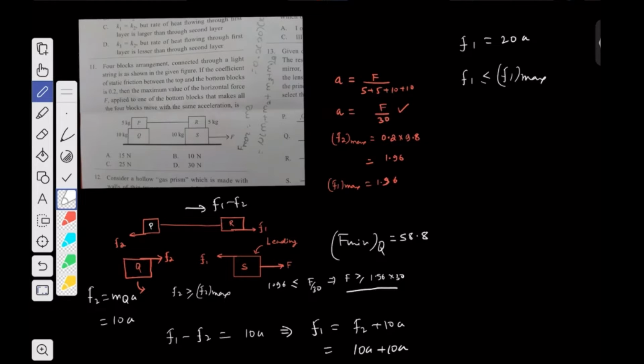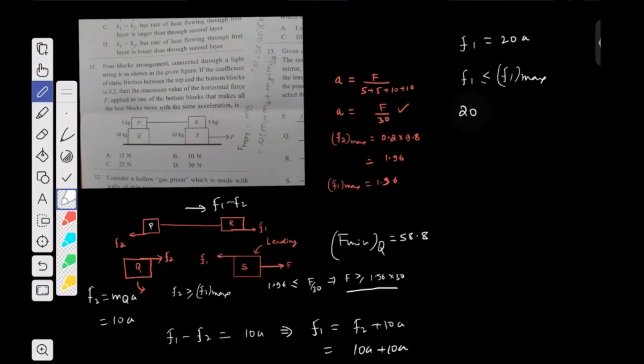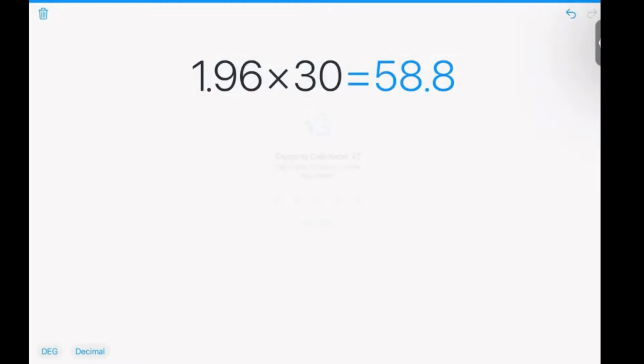Then that will be the maximum force we must be applying. So here I have F1 is 20A, which is F by 30, and it should be less than or equal to F1 max, which is 1.96. So F should be less than or equal to 30 by 20 into 1.96, which is 3 by 2 into 1.96.